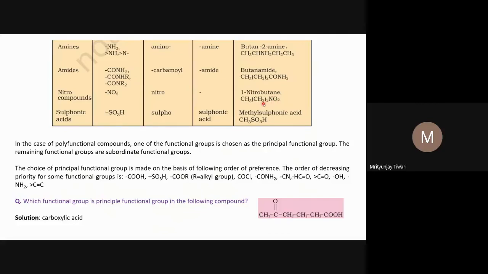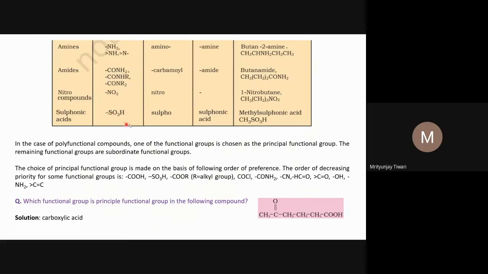This NO2 group can be on the other carbons as well. Then the sulfonic acid, SO3H. This sulfonic acid, it's from H2SO4. From H2SO4, you just replace one hydrogen, H2SO3. From H2SO3, you just replace one hydrogen with one alkyl group. Then such compounds are called sulfonic acid.